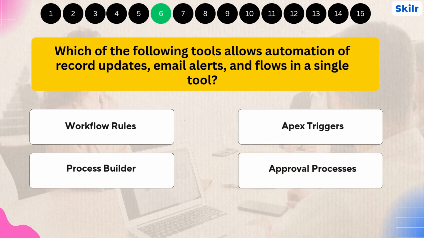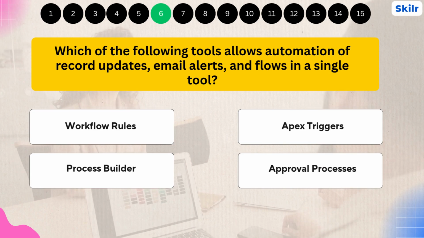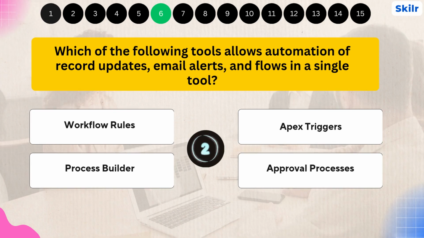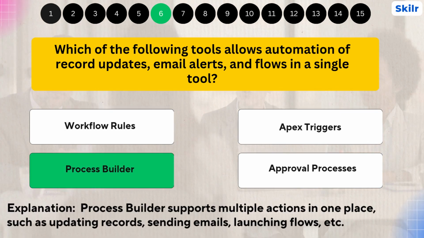Question 6. Which of the following tools allows automation of record updates, email alerts, and flows in a single tool? The correct answer is Process Builder. Process Builder supports multiple actions in one place, such as updating records, sending emails, launching flows, etc.